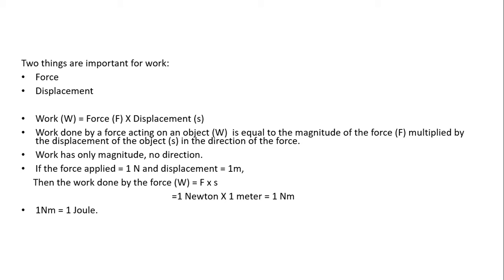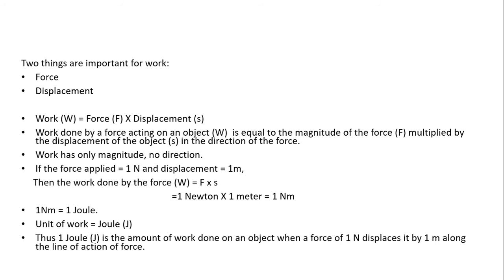So how will we define joule? 1 joule is equal to the amount of work done on an object when a force of 1 Newton displaces it by 1 meter along the line of action of force, and the unit of work is joule.